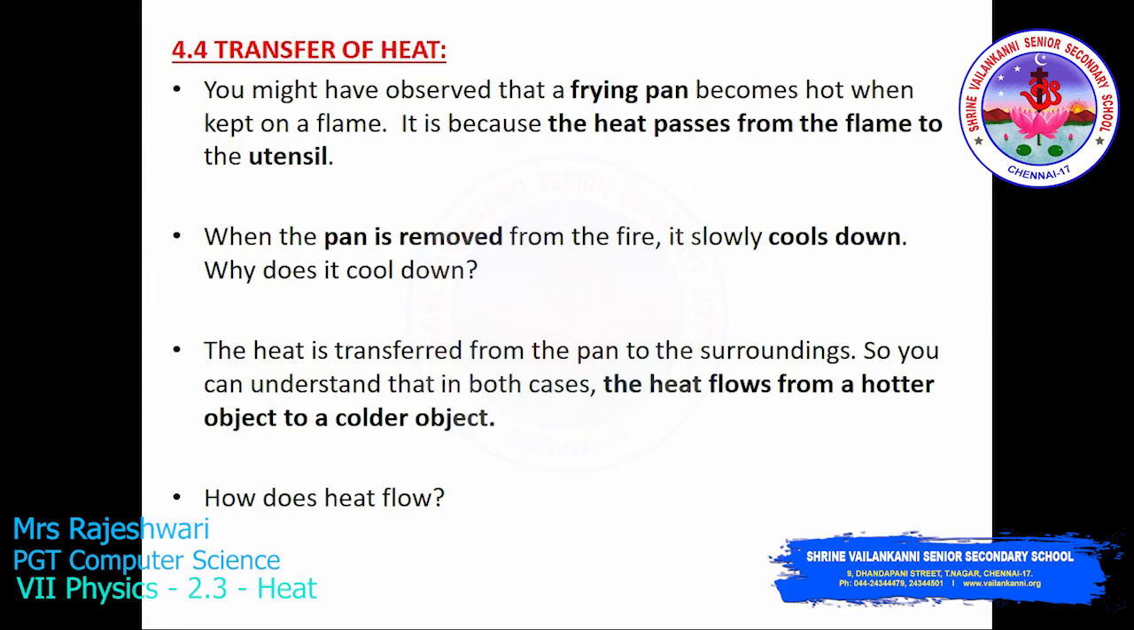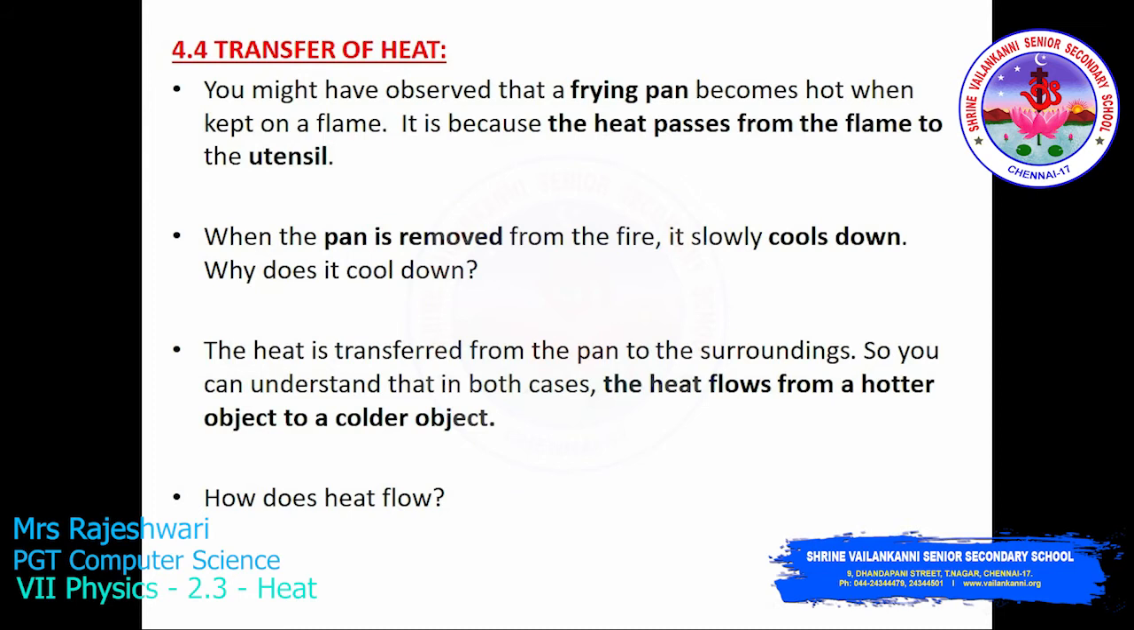A very simple example of this concept is when your mom is cooking. The utensil which she has kept on the stove will pass the heat from the flame to that particular utensil, and the frying pan will become hot when it is kept on a flame. And once the work is over and the pan is removed from the fire, what will happen? It slowly cools down. So what is the reason behind that? Why does it cool down, and how does it become hot when it is kept on a flame?